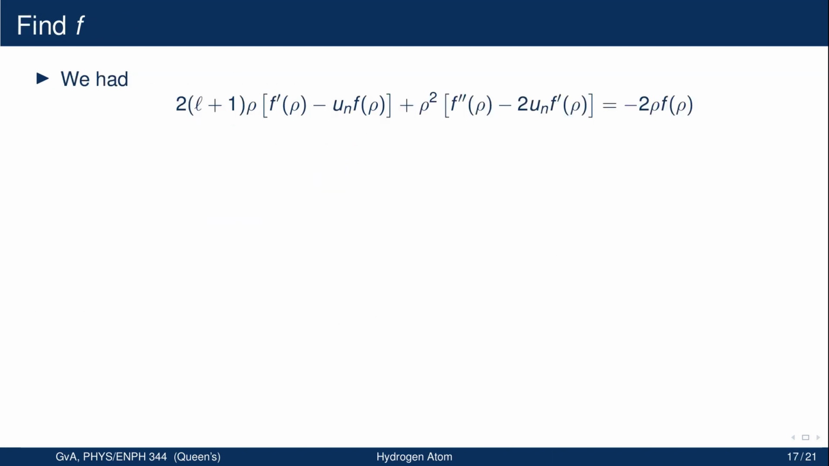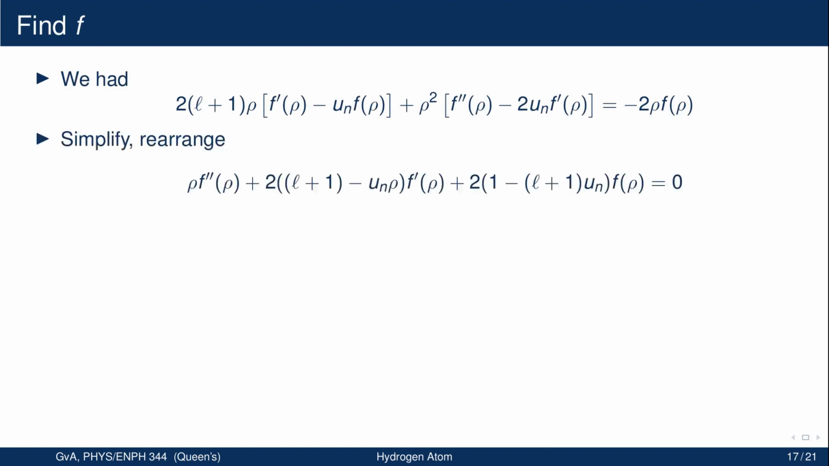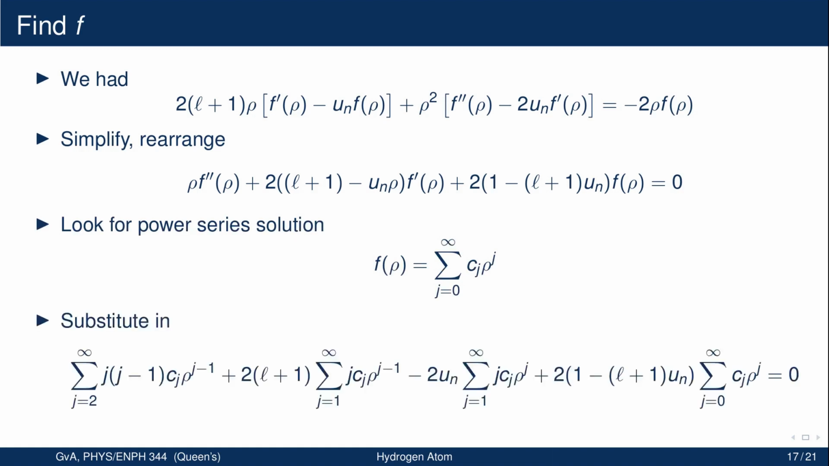The ordinary differential equation we have for f has this form here. It's not very nice, so the first thing I'm going to do is simplify and rearrange it. In order to solve this, I'm going to look for a power series solution of this form here. If I substitute that into the ordinary differential equation and start differentiating, I get something that looks like this.